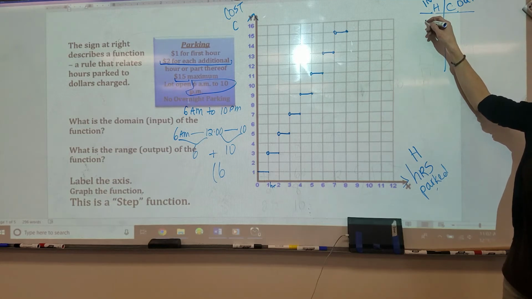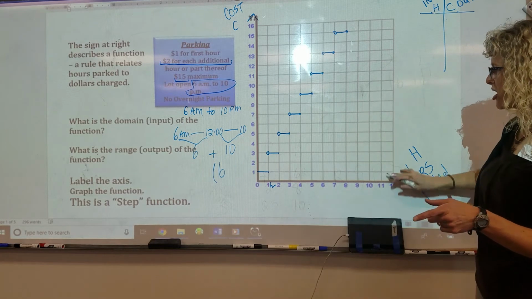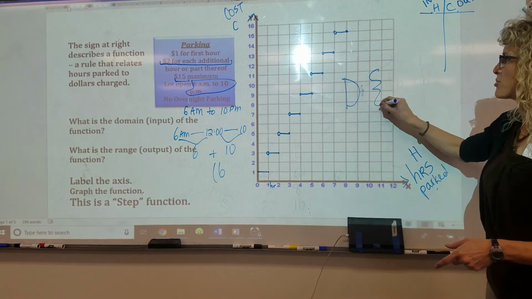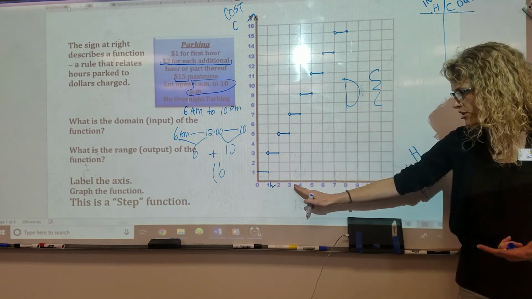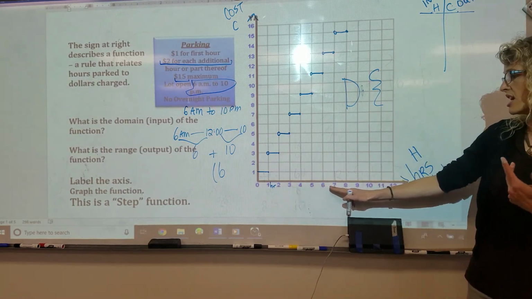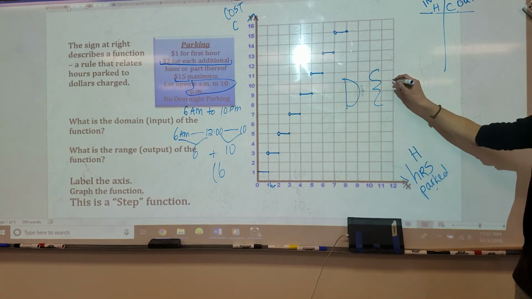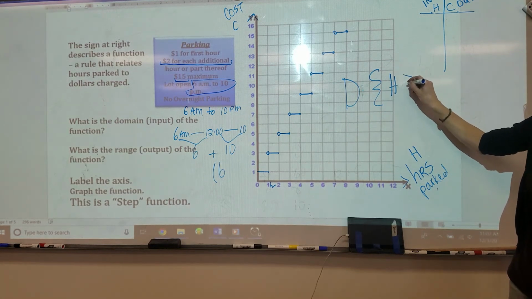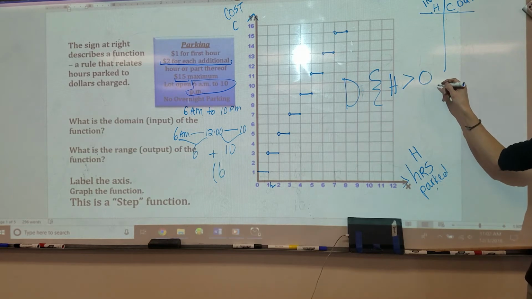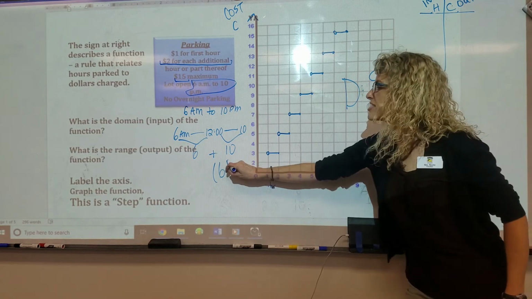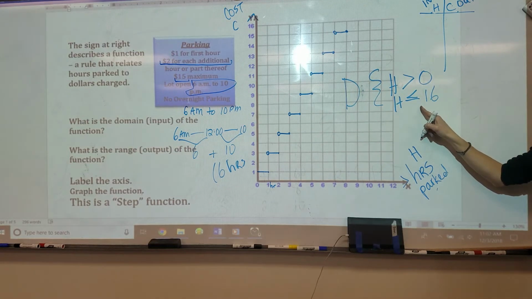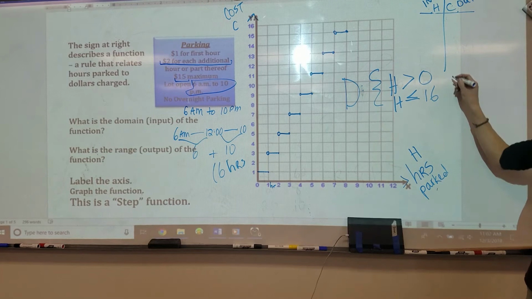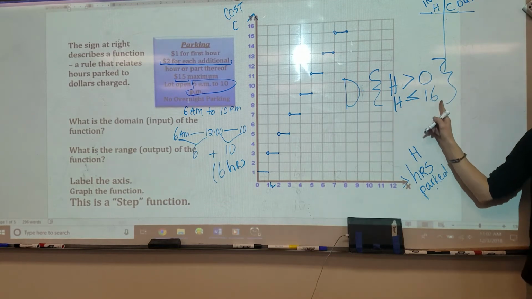I'm starting to find the constraints for my domain and my range. Domain. What are my possible inputs? My possible inputs are time: an hour, 2 hours, 3 hours, 3.5 hours, 4.25 hours, 6 hours and 2 minutes, up to, we'll put H, can be anything positive, but it has to also be less than, we said, 16 hours. But it could equal 16 hours, but it can't go past 16 hours. So here's my possible values for hours.